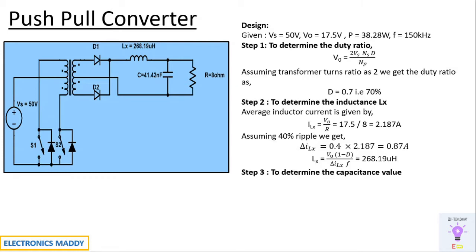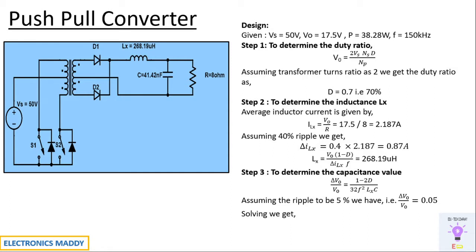Our next step is to determine the capacitance value. How do we find that? We know that delta V out by V out is equal to 1 minus 2D by 32 F square Lx into C. That is for a push-pull converter. So substituting and assuming a ripple of 5%, that is delta V out by V out is assumed to be equal to 0.05 for 5%. So solving this, we will be getting C is equal to 41.42 nanofarad. So these are the values that we have designed the circuit for.